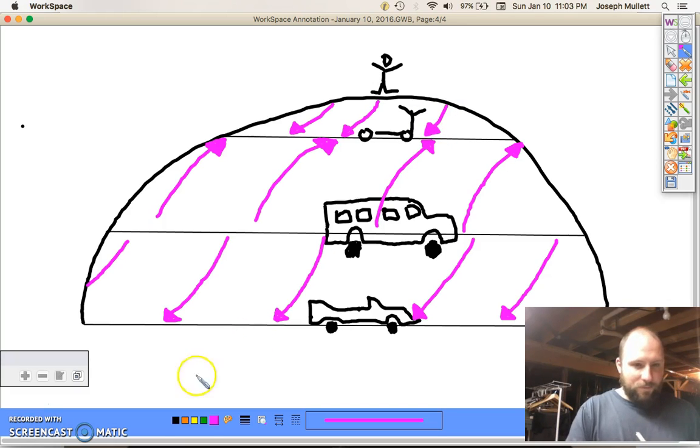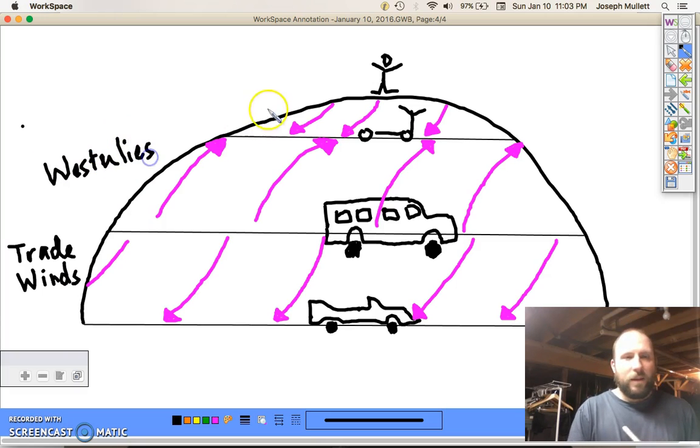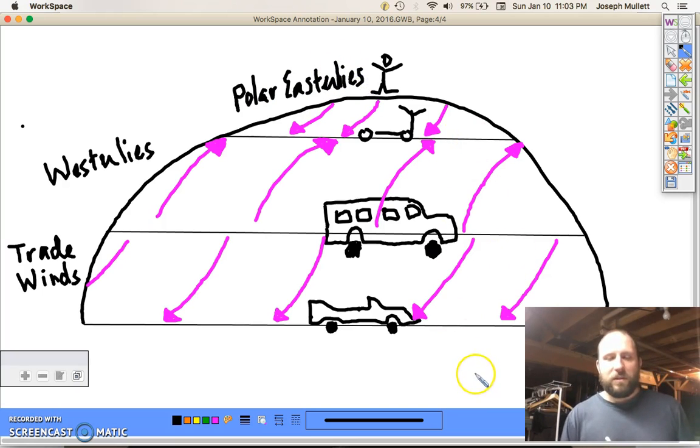And let's label them. We have here, these are the trade winds. These are called the westerlies. And these are called the polar easterlies. There you go. If you could go and put this in your notes, I'd greatly appreciate it. Thank you very much. Pause the video.